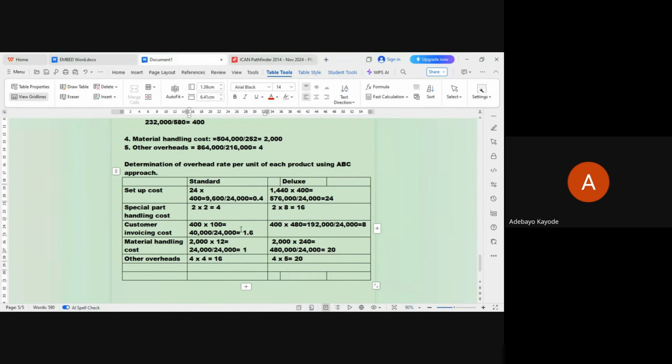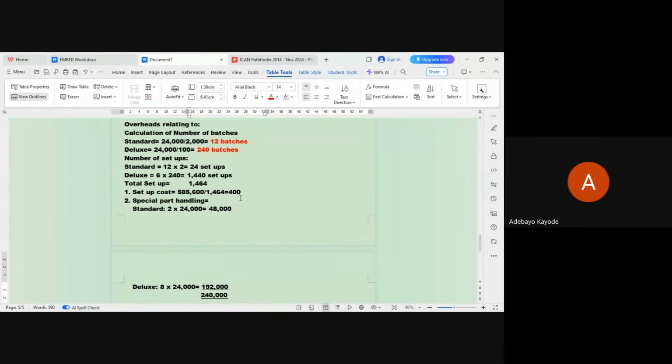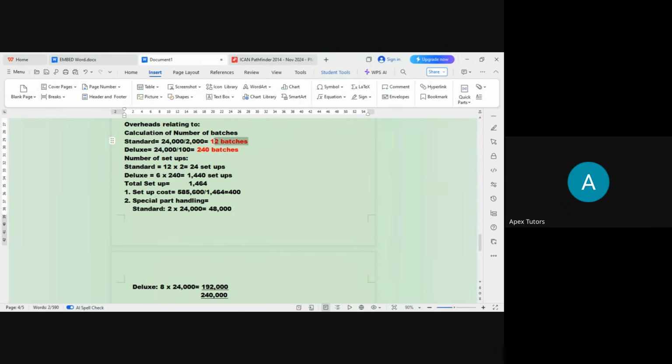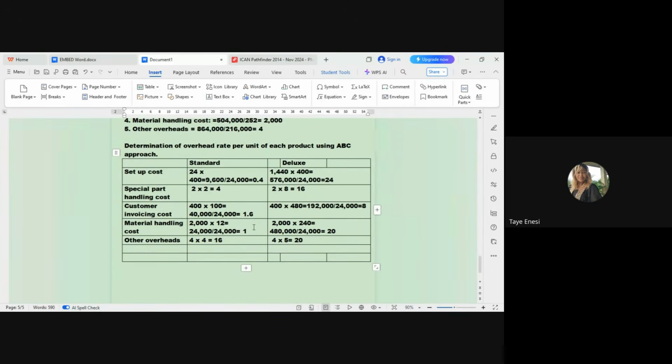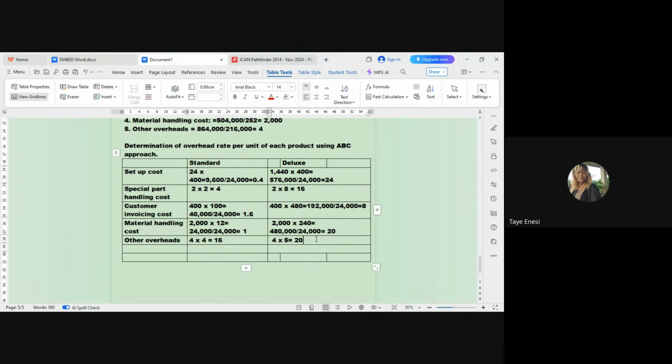Because we already have our number of batches. It's even part of the calculation up there. We have 12, see it here, sir. We have 12 and 240. We've calculated it already. It's 12.